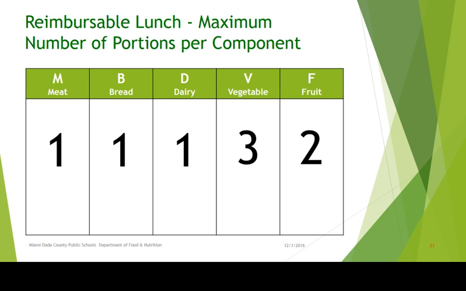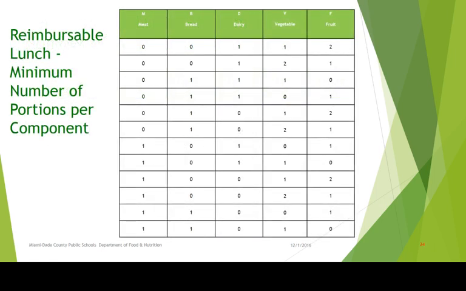Reimbursable lunch, maximum number of portions per component. As you see here, 3 half-cup servings of vegetables is allowed. This chart lists the combinations of maximum number of portions per component that make a reimbursable meal. This chart and the following chart, which lists the minimum number of portions per component, may be used as a tool for managers to train staff on reimbursable lunch meals. These were provided as attachments to the email notification for this training and will also be available on our website.